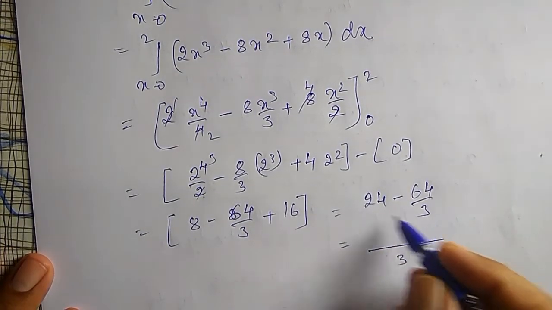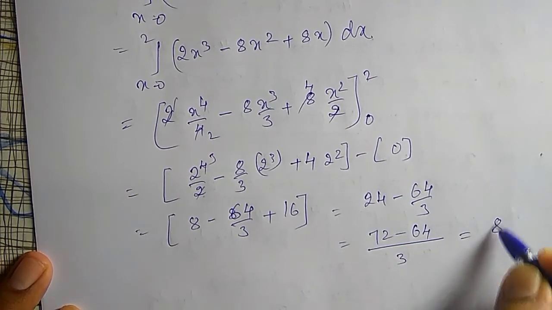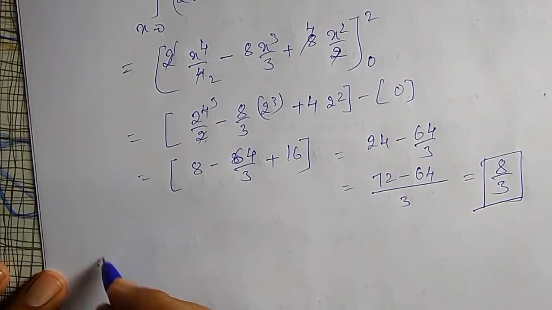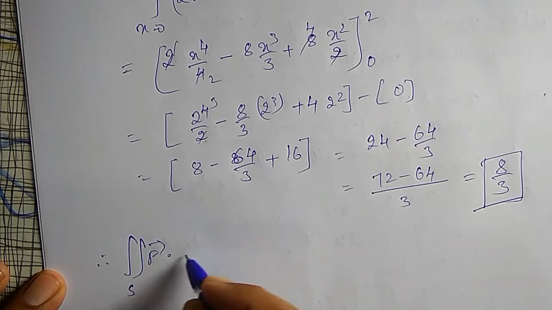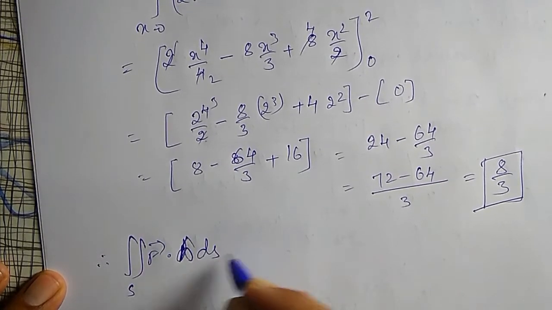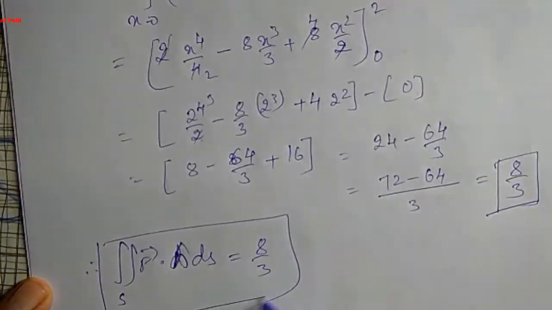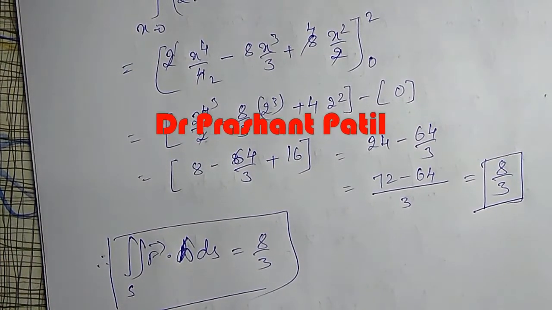72 minus 64, which is equal to 8 divided by 3. This is the required answer. Therefore, the double integration over a surface S of f dot n cap dS is equal to 8 divided by 3, over the limits x equal to 0 to all those things.